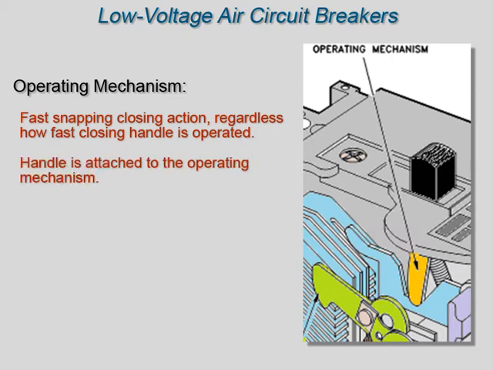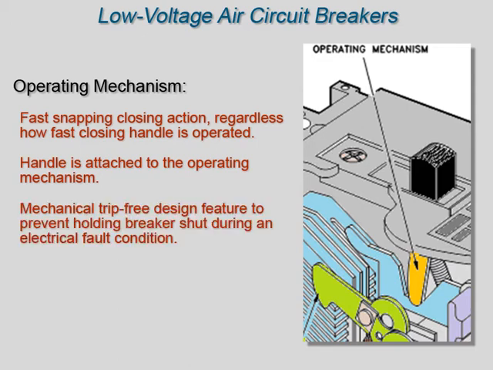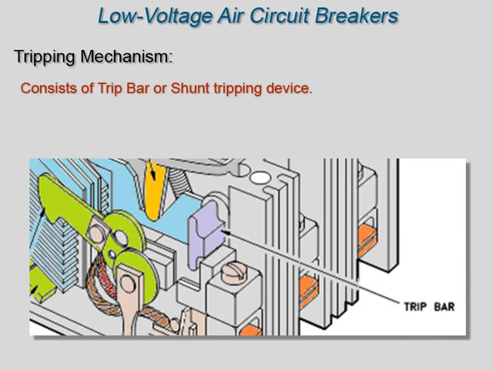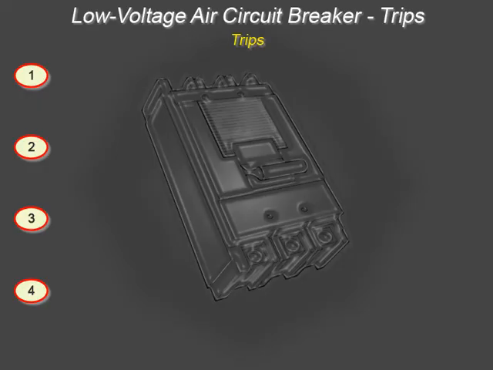The operating mechanism assures a fast, snapping closing action, regardless of the speed at which the closing handle is operated. The breaker operating handle is attached to the operating mechanism. The mechanism is designed to have a mechanical trip-free feature to prevent holding the breaker shut during an electrical fault condition. The tripping mechanism consists of a trip bar or shunt tripping device, depending on the breaker's service. The trip bar allows local tripping of the breaker. The trips associated with low voltage air circuit breakers.